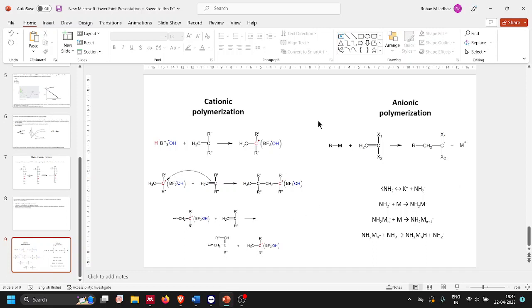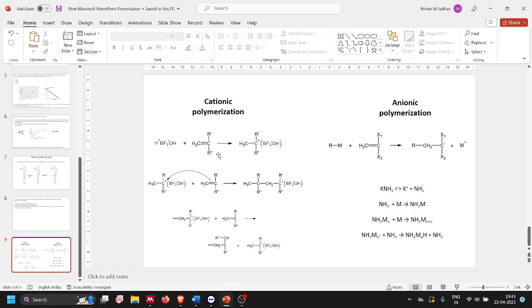So these are the steps for the anionic polymerization process. Next, we have the cationic polymerization process. Its initiation process is similar to that of the anionic polymerization, wherein the cationic initiators transfer charge to the monomer, and then from then on, the polymerization process occurs.